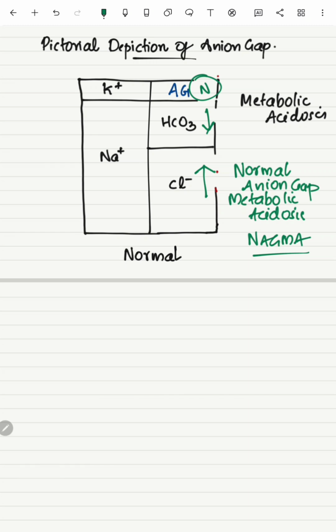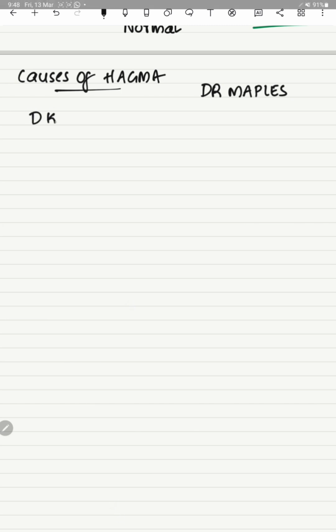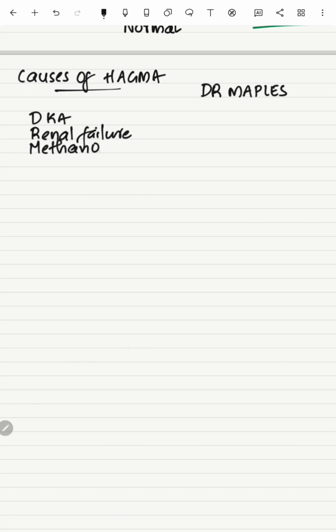Now we have to discuss the causes of both these conditions. The first one will be HAGMA. We have a mnemonic to remember the causes of high anion gap metabolic acidosis. It is DR MAPLES: Dr. Maples. D for diabetic ketoacidosis. R for renal failure. M, methanol poisoning.